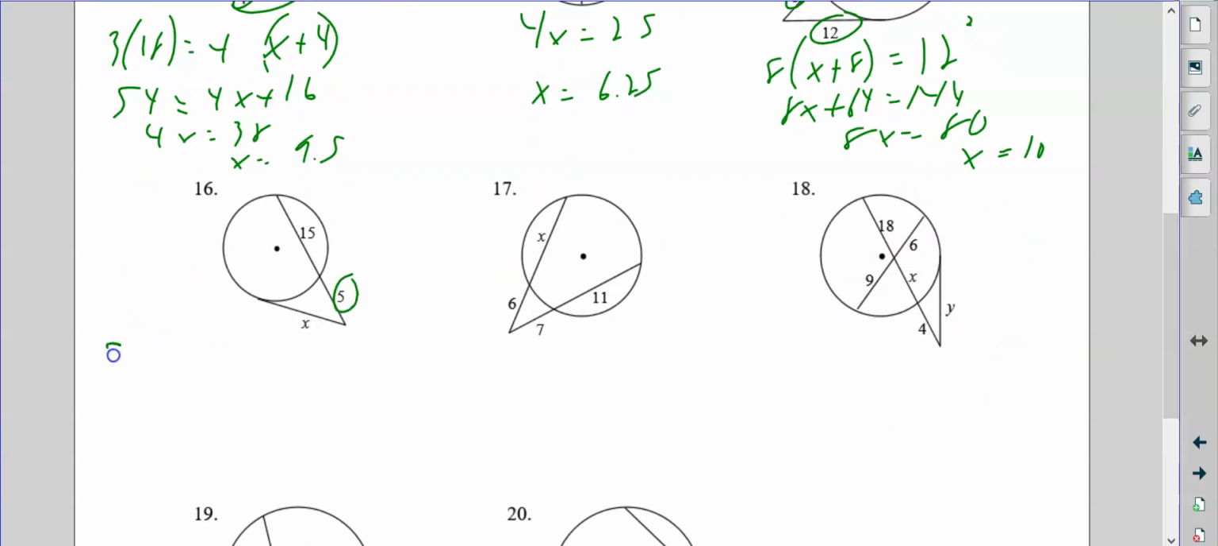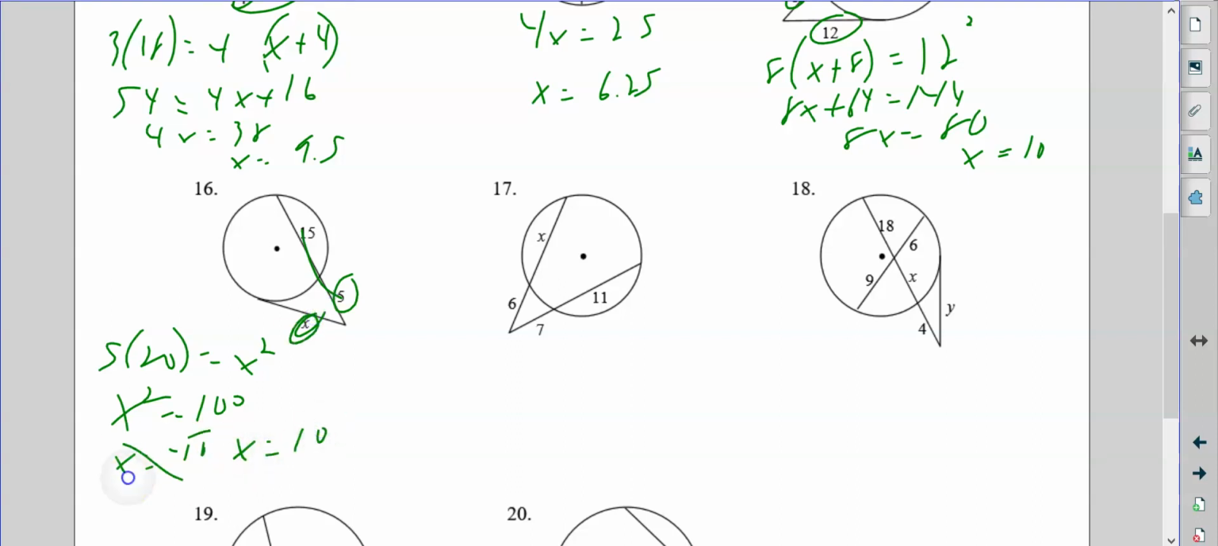Again, part times whole equals that squared. I think I said part before, but that's really just the whole thing, but it's outside. So x squared equals 100. So x is negative 10 and x is positive 10, but we cannot have a negative 10 here, so it's just 10.